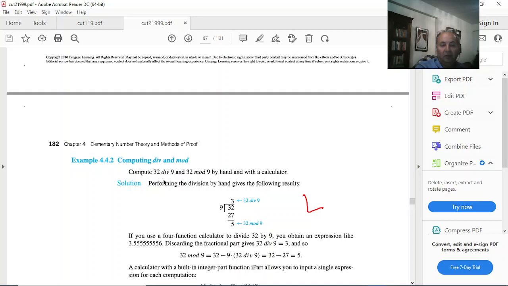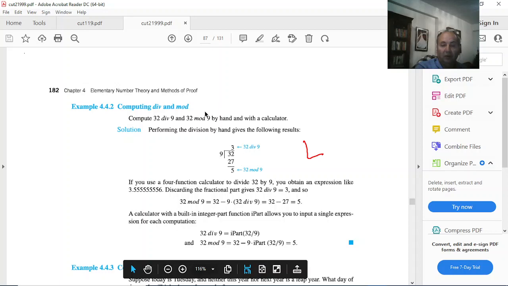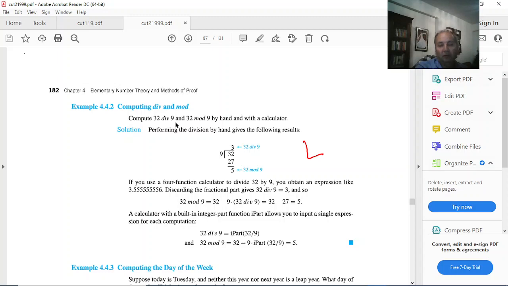32 div 9 in this notation is just 3. What is mod? Mod means remainder. What is the remainder? 5. Alright, very important. When you see the mod, just put the remainder. When you see the div, you say just the quotient. Okay? This is the quotient, this is the remainder, don't forget it.